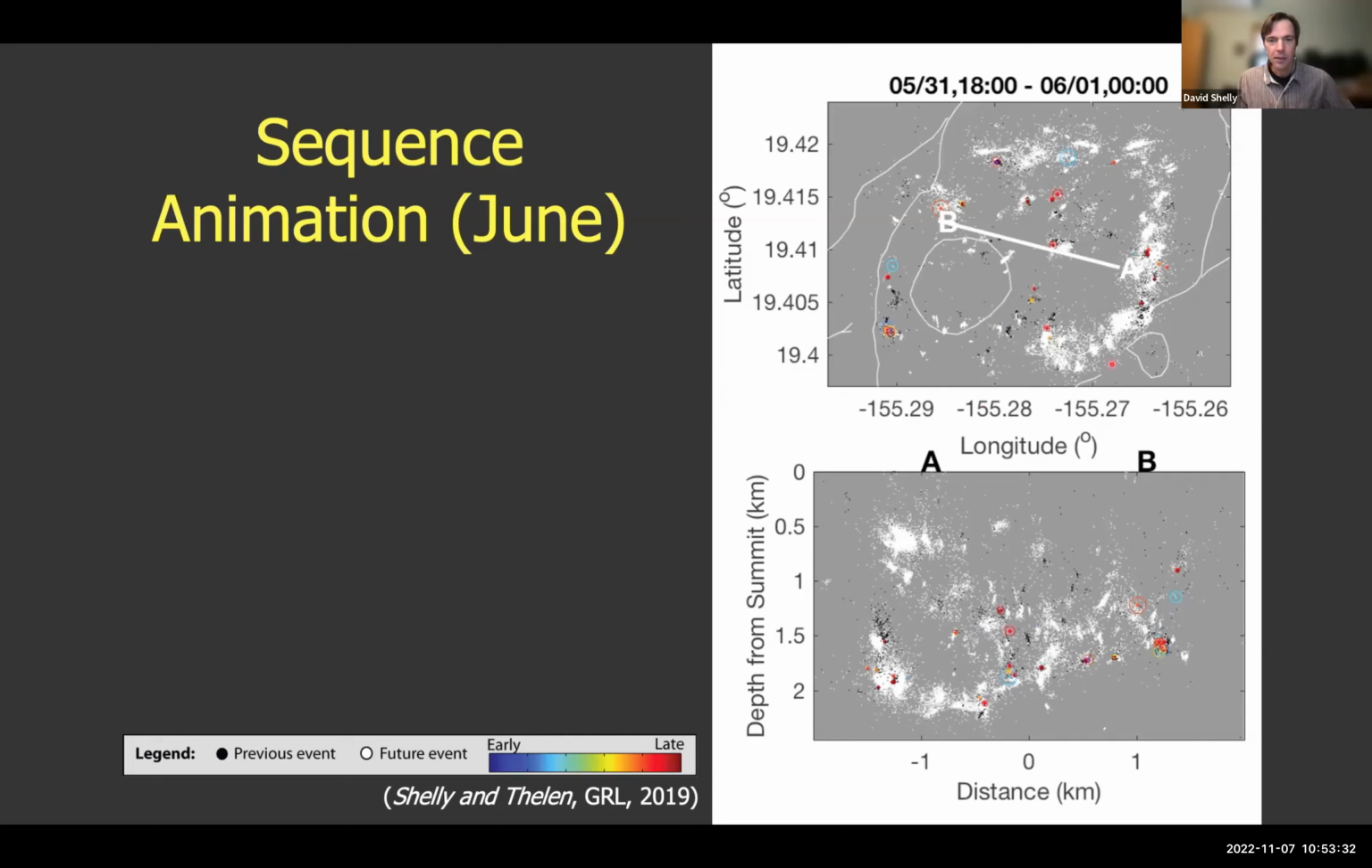Future events, that is, events that are going to happen, are in white. Events that are in the past are in black, and then events in this 6-hour moving time window are going to be red at the leading edge of this event and transitioning through this color spectrum to blue to help you track the migration. Let me go ahead and start this.